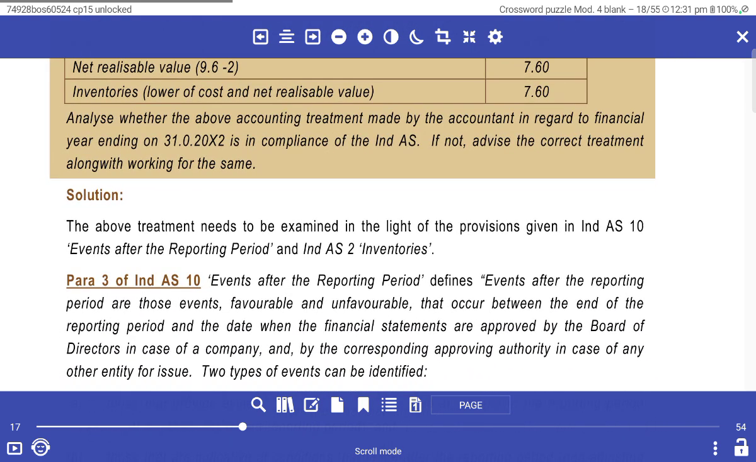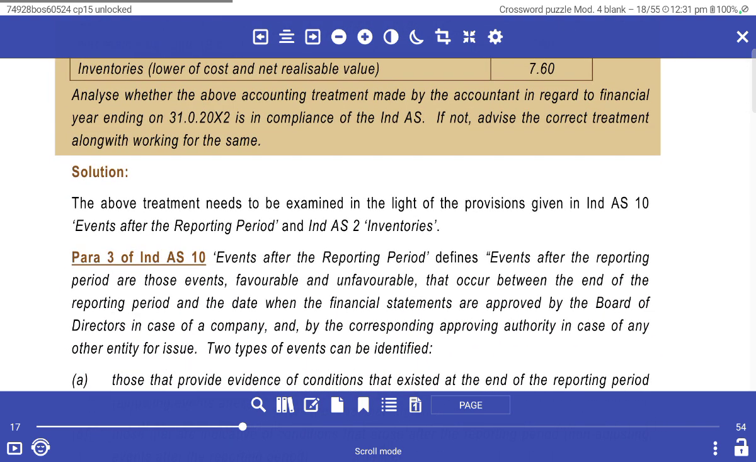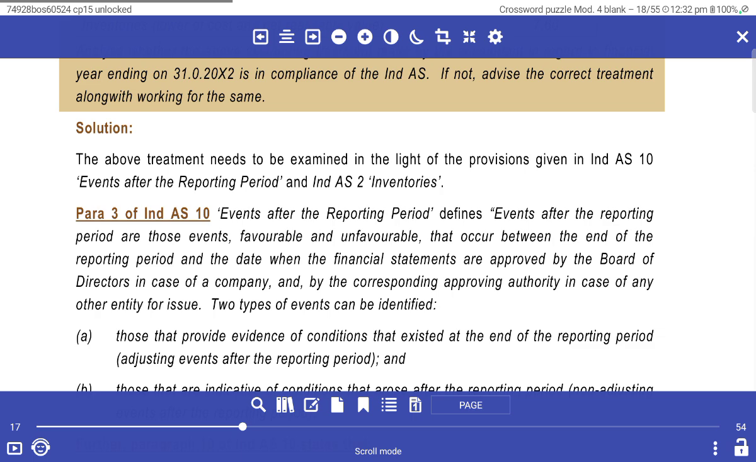Analyze whether the above accounting treatment made by the accountant is correct regarding the financial year ending 31st March, in line with the NDAs. If not, advise the correct treatment along with the working of the same.